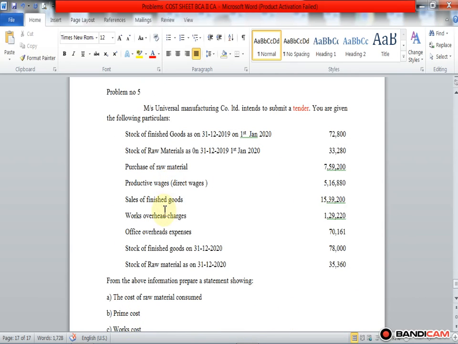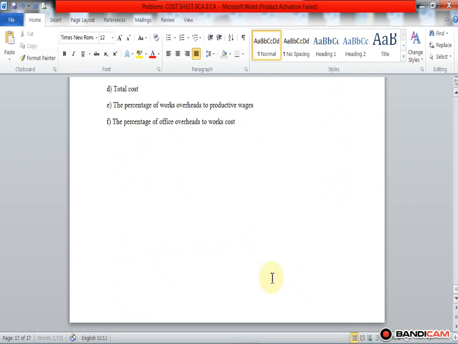Okay, so work overheads charges is considered under the head of factory. It is factory overheads, FO. Okay, factory overheads. Then office overheads expenses is office overheads. Stock of finished goods on 31st December 2020 is closing stock, and closing stock of raw material is also given for material consumed. Okay, so let's start to solve the problem.